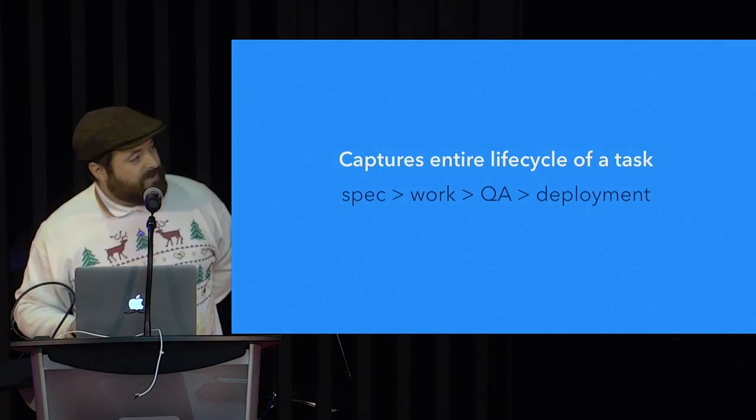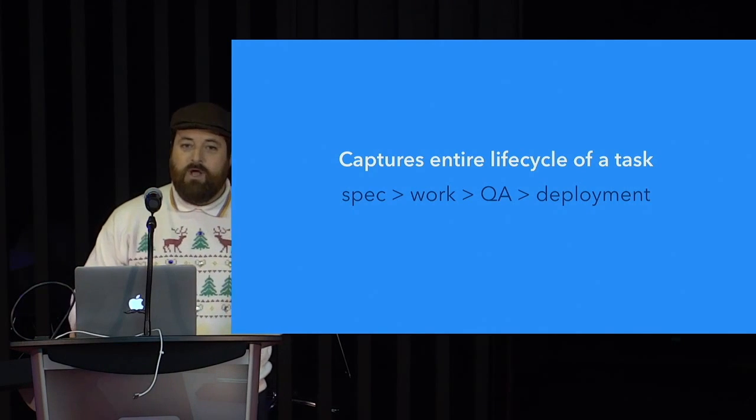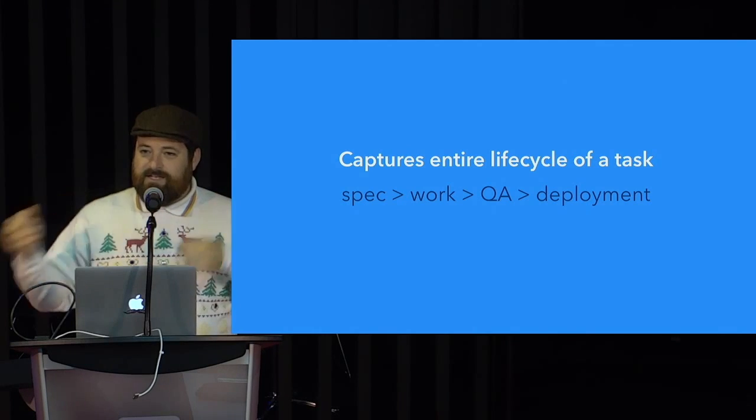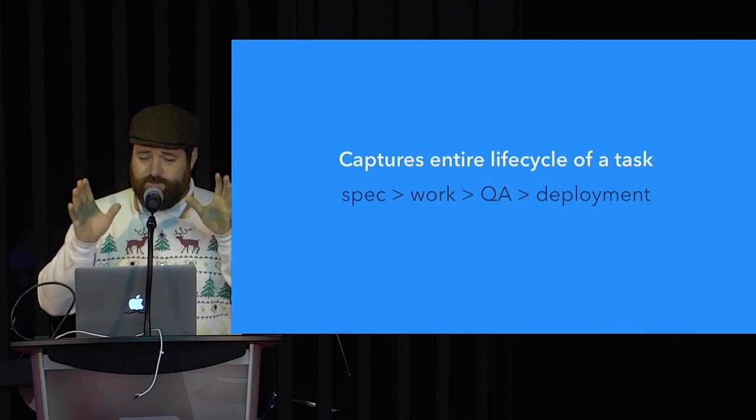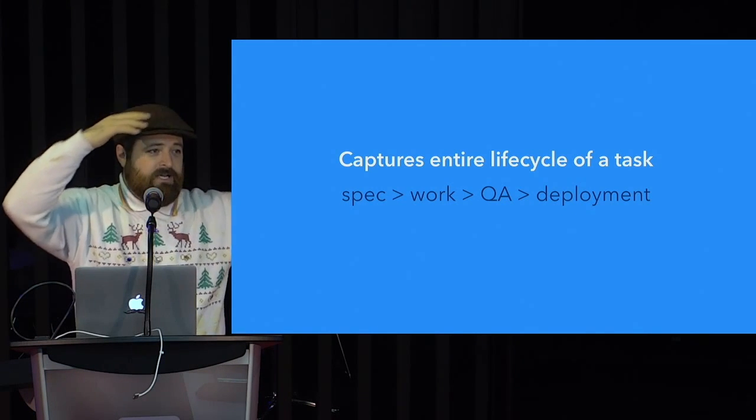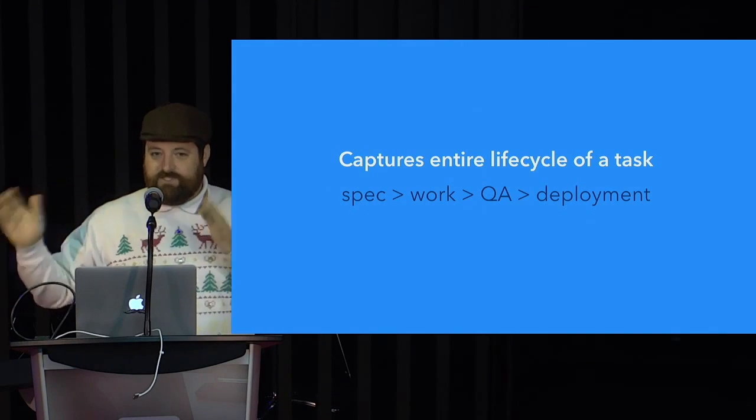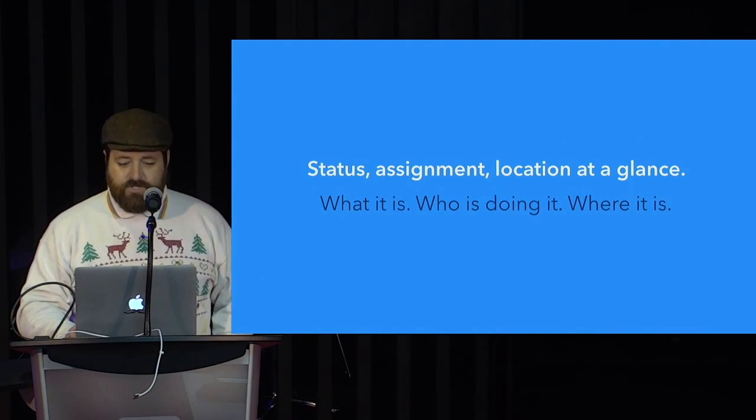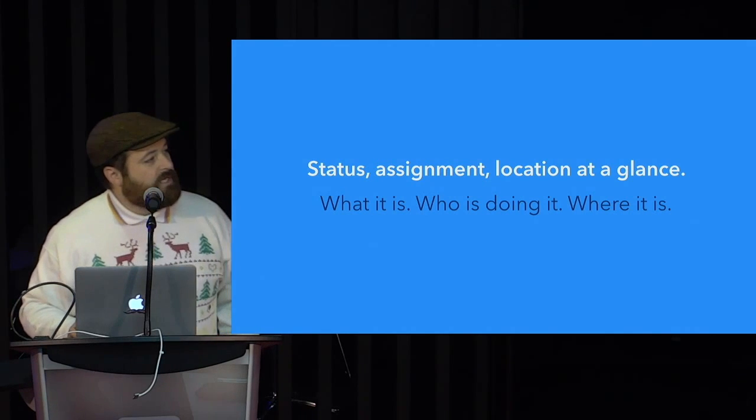So the cool thing about a Kanban board is that you capture the entire life cycle of the task. If you've ever worked at an agency where you're working on some specific thing and a task gets thrown over the wall and you're like, okay, I don't really know where this came from or if it's important or whatever, but I know I have to do this little unit of work, and then I toss it over the wall to somebody else. That is Kanban. You can look at the entire life cycle and see the history of a task, everything from spec all the way to the deployment. So status, assignment, and location are all visible at a glance. Who's doing it, what it is, and where it is.